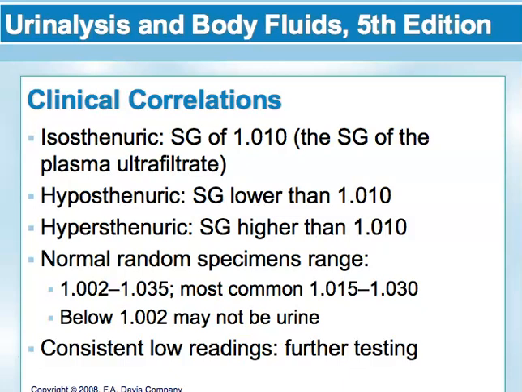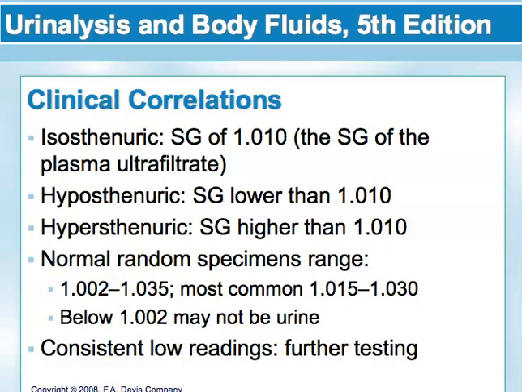Normal random urines can range from 1.002 to 1.035 depending on the patient's state of hydration. Specimens that measure below 1.002 are probably not urine. We talked in a previous lecture about how, if you question the validity of a sample, whether it is actually urine or not, specific gravity is another test you can perform to help you determine that.